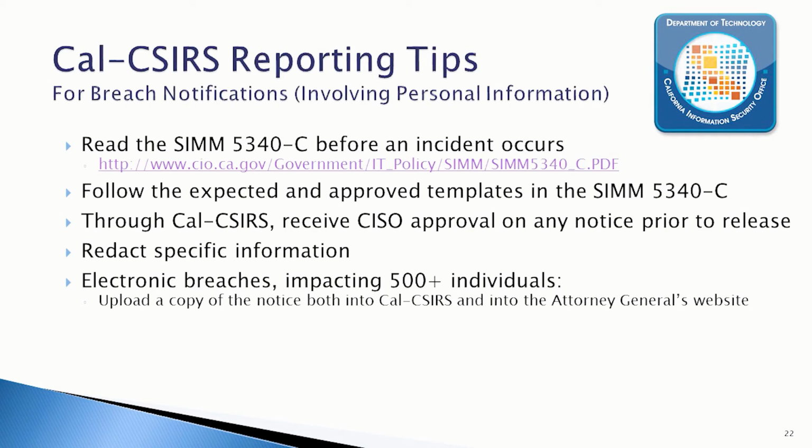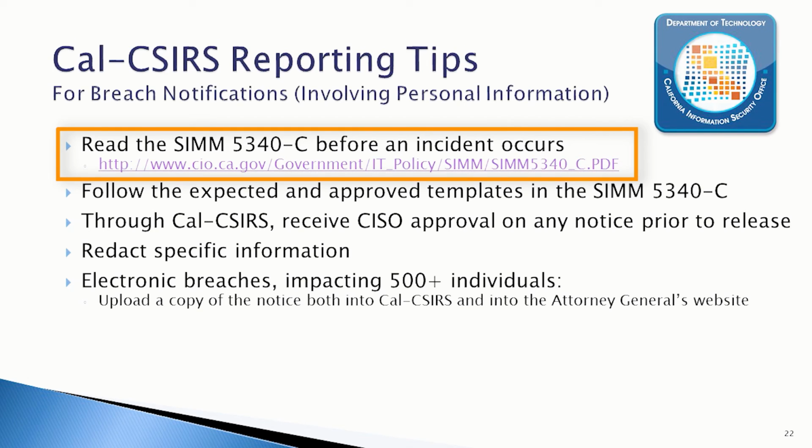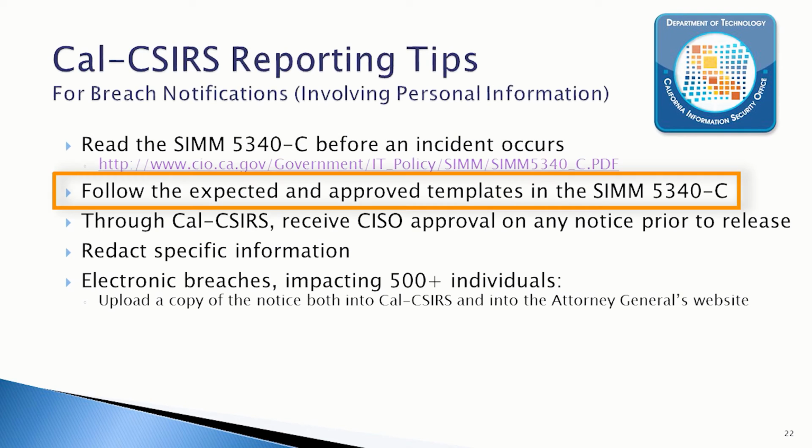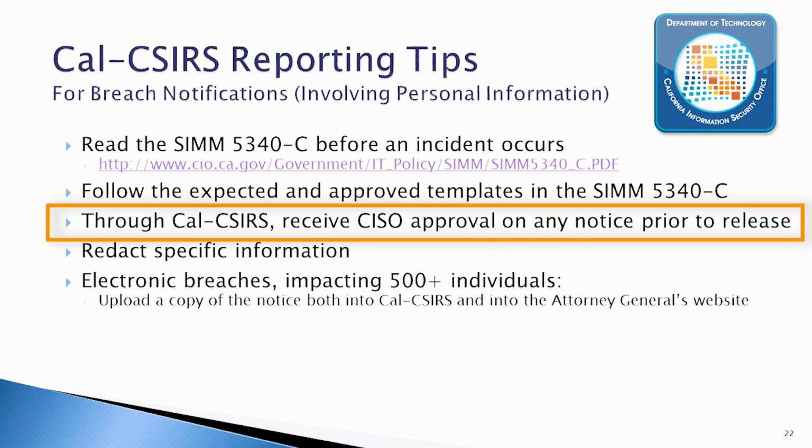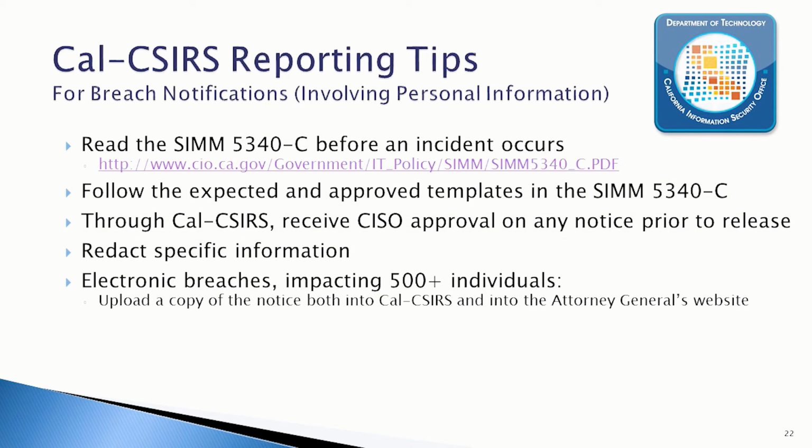There are more details on that type of breach when it's a personal information release, and you can find that under the SIM 5340C. Take a look at that before the incident occurs. It gives more details. Just follow the expected and approved templates in the SIM 5340C. There are a good number of templates in the back of how to communicate the message to the citizen or multiple citizens if it's been a multiple breach of data. And then through Cal-CSIRS, you can receive your approval of the notice. We'll review it. We'll check it out just before it goes out.